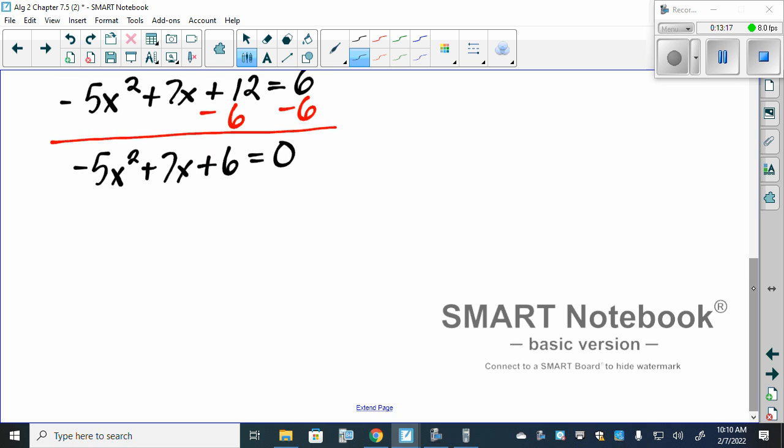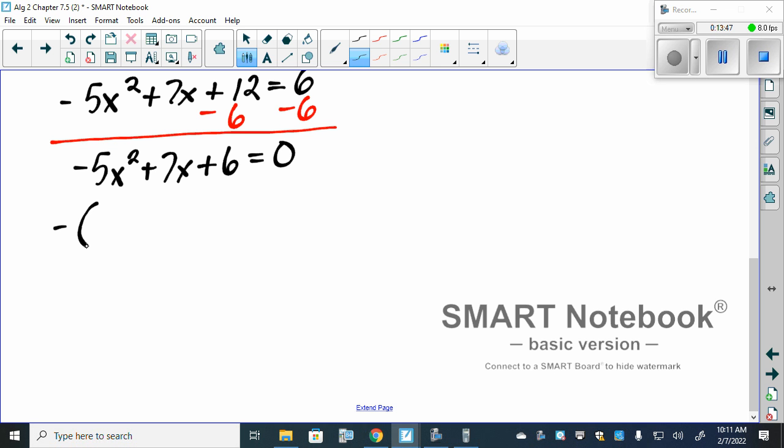Any questions on how we got to this quadratic? Now at this point here, it looks like we can factor, and we can. Is there a greatest common factor we can pull out between these three terms? No. There's not a number that is divisible by 5, 7, and 6, or a factor of 5, 7, and 6 that we can pull out. But there is something that I do want to pull out of this. The negative.